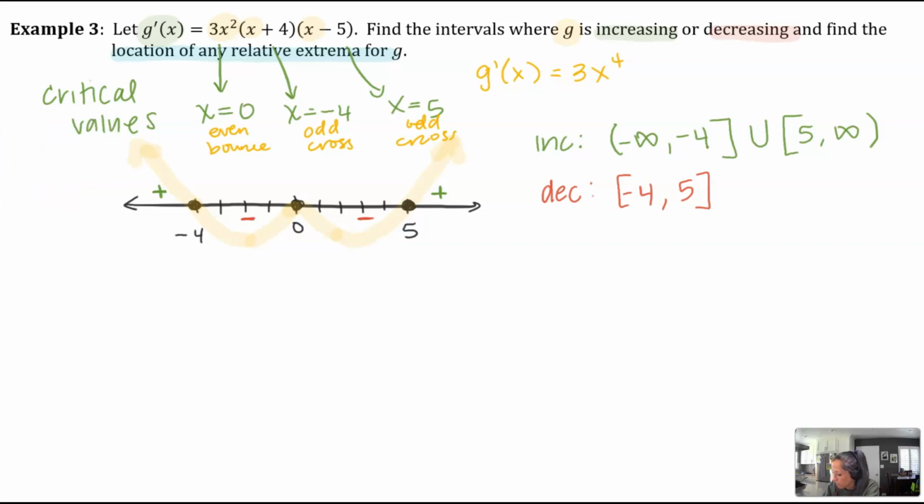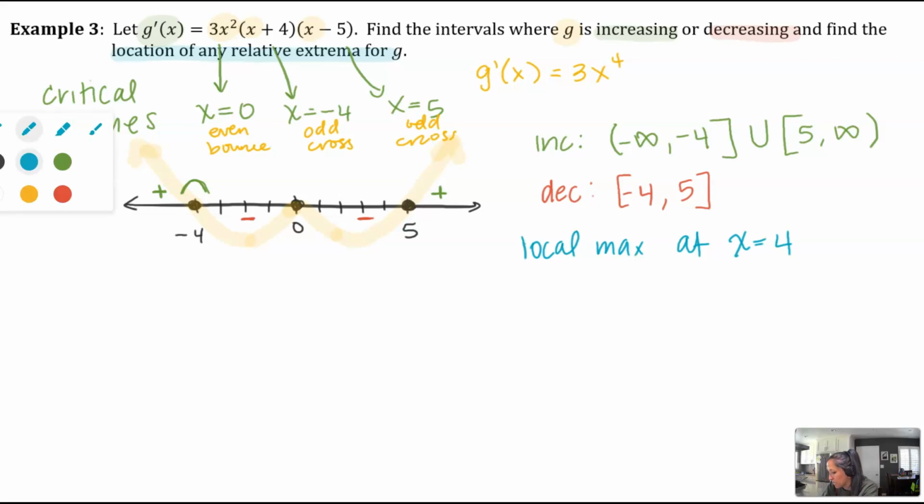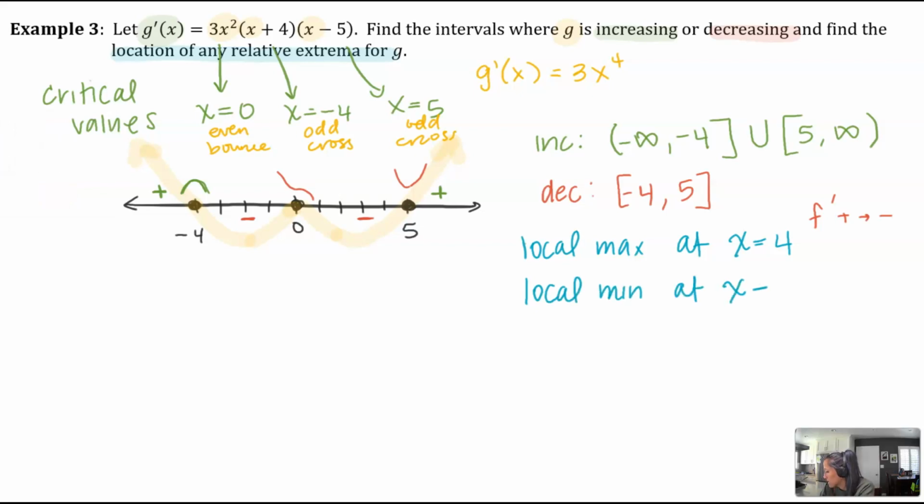So it looks like we went from positive to negative at negative 4. So negative 4 is a max. We'll have a local max at x is equal to negative 4. And that's because our g prime is going from a positive to a negative, right? And then we come over here. 0 is nothing. It was decreasing and now it's still decreasing. Nothing happened there, nothing to talk about. But for 5, we were decreasing and then we started to increase. So we have a local min or a relative min at x is equal to 5.